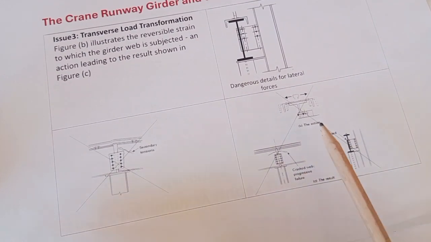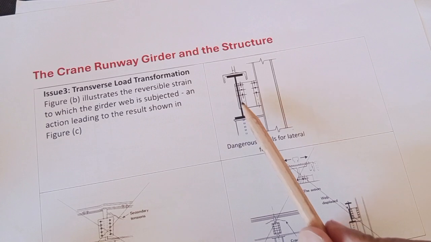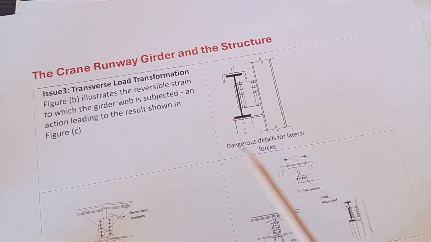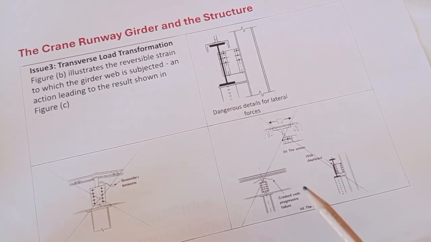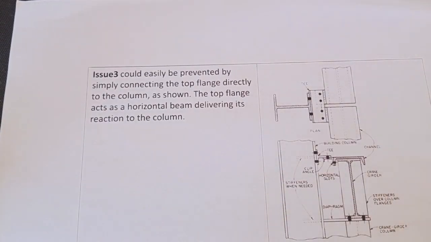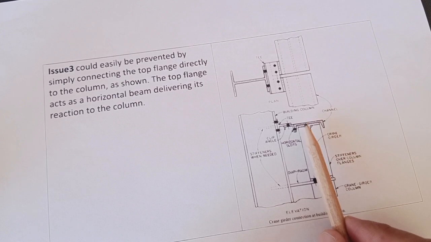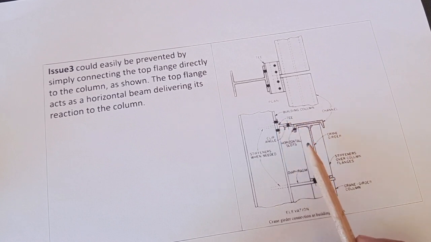To avoid those things, we have to support this girder beam laterally to the column. It can be done by adding some cleats like this, or the best option is always connecting the top flange to the column. That is the best option to avoid any damage to the web of this girder.